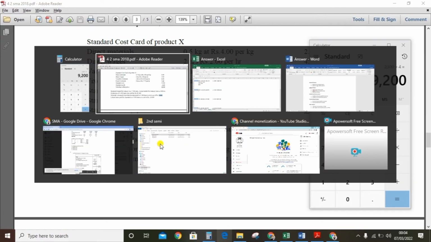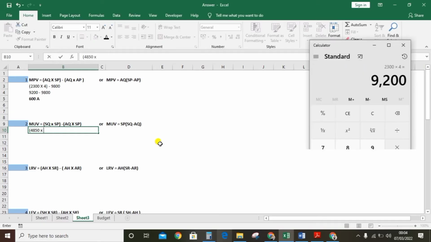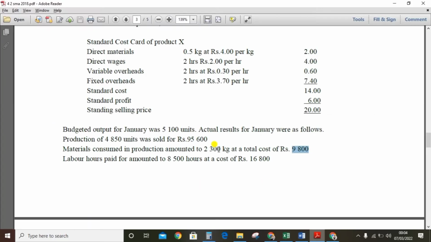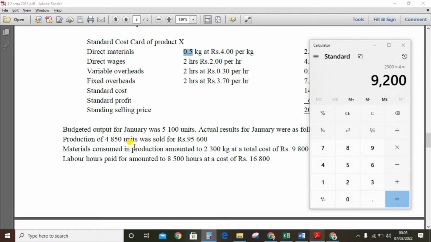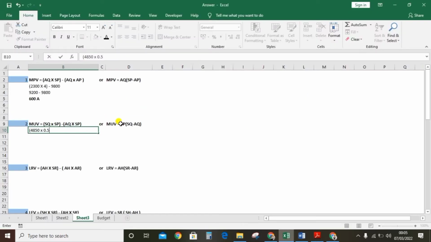4850, into material required for 1 unit. The standard is 0.5 kilogram. So 0.5 kilogram. This is a SQ. 4850 into 0.5 is a SQ.